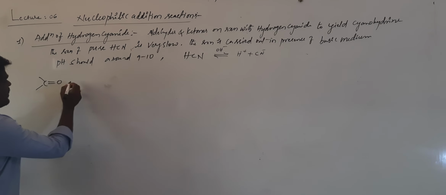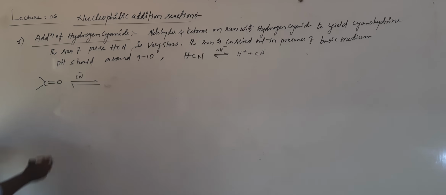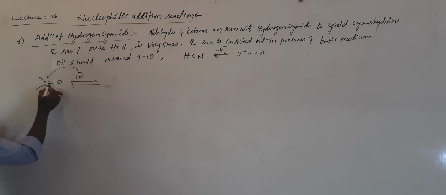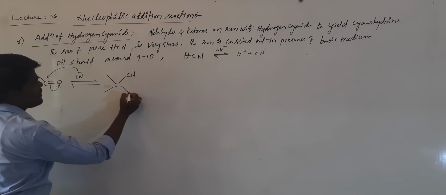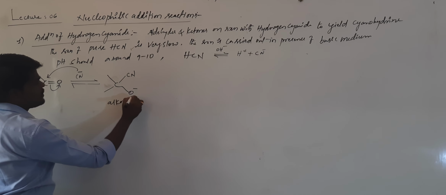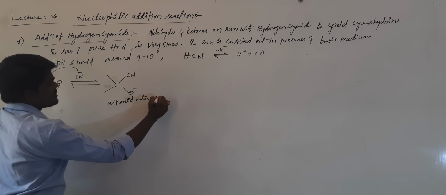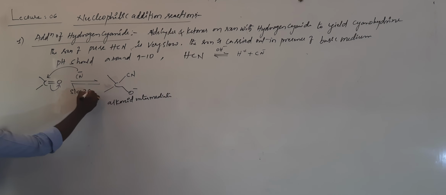Now this cyanide ion will initiate the reaction due to the partial positive charge of the carbonyl carbon. The negative charge of the cyanide group will be donated to the carbonyl carbon. By that, the pi bond will be shifted to the oxygen, so it results in the formation of an alkoxide intermediate. This is the first step and the slowest step, which is also called the rate determining step.